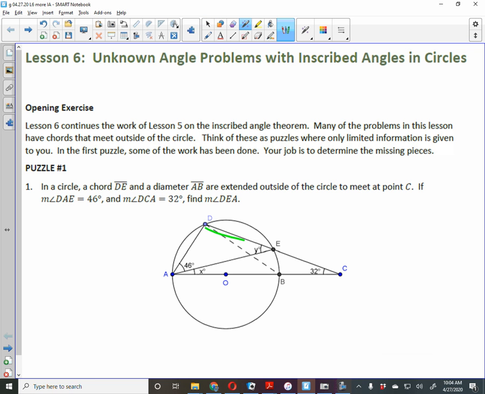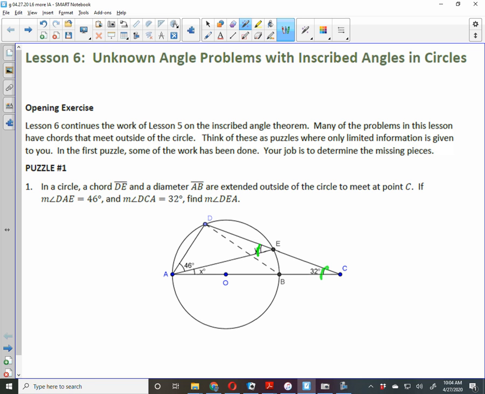So we've got, here's the chord, here's the diameter, are extended outside the circle to meet at point C. So all the way out, all the way out. You guys, those are what we call secants, which we'll get into in another lesson, but it's a good start. Okay. If measure of angle DAE is 46, as marked, measure of angle DCA is 32 as marked, find the measure of angle DEA.